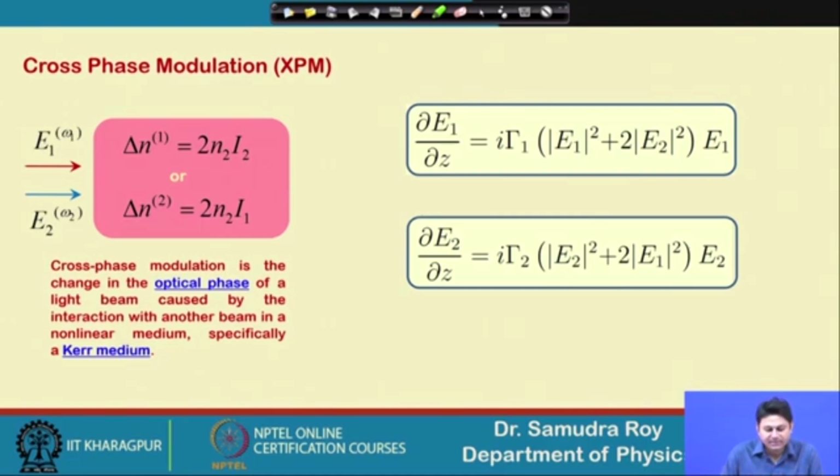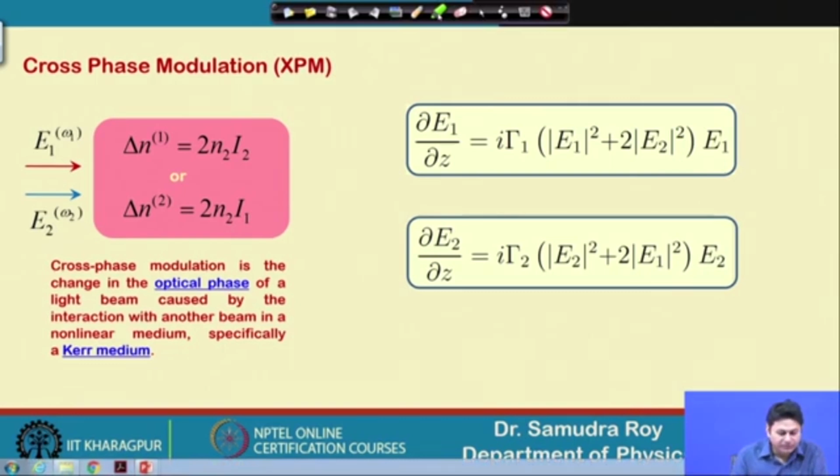This is the old slide, and it suggests how cross phase modulation works. Let me explain once again the feature of cross phase modulation. Cross phase modulation is the change in the optical phase of a light beam caused by the interaction with another beam in a nonlinear medium, especially a Kerr type of medium. This schematic picture we already described in the last class.